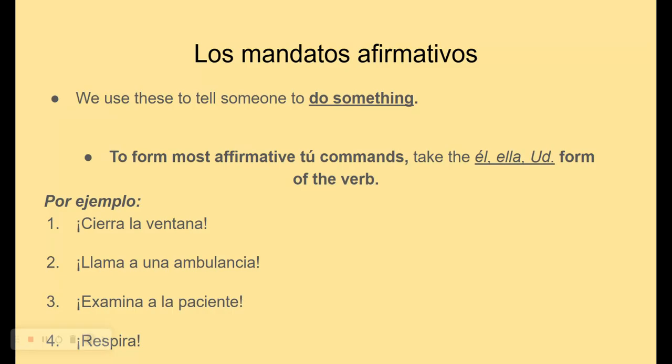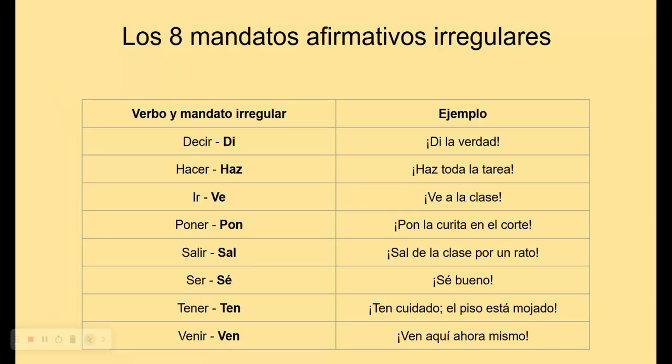You're going to pause the video one last time and complete números 1 a 5 on páginas 3 y 4. Have me look at them and then move on to the end of the video. Now, for affirmative commands, we have more irregulars. There are 8 irregular affirmative commands. So we're going to give you once again the verb in the irregular command along with the example, and you need to write those down on página 4.